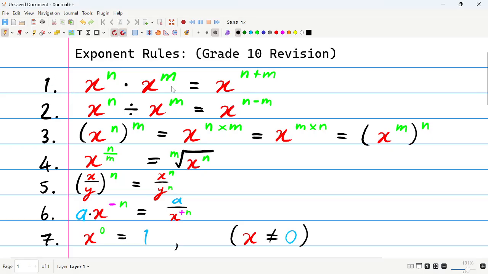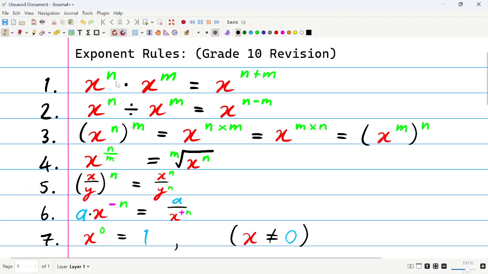So I color-coded everything such that we'll have the bases in red, we'll have the exponents in green, the mathematical system, like the multiplication, division, and equal sign, brackets, and all that stuff in black, and the constants will be in blue. So just take note of that. And the signs will be in purple.